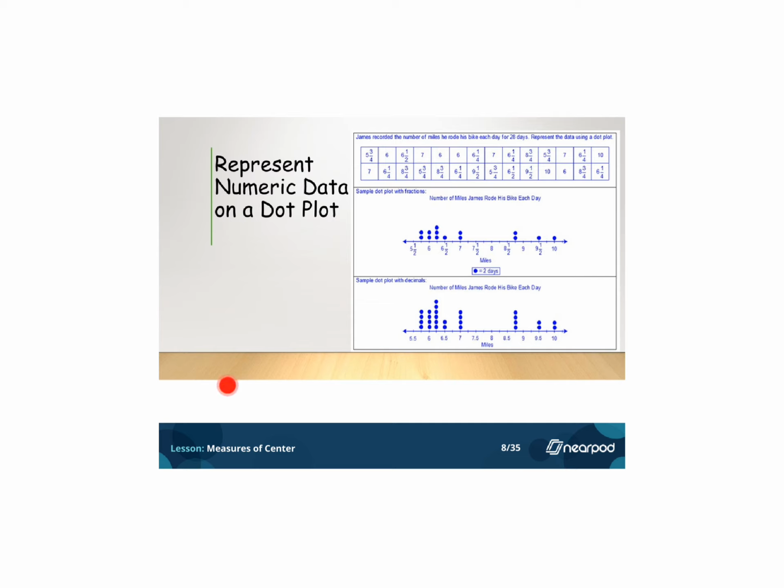If you look at the increments, we have 5 1/2. We skip to 6. So they have two spaces in between. We notice they're going by 1/4. So this is 5 1/2, 5 3/4, 6, 6 1/4, 6 1/2, 6 3/4, 7, 7 1/4, 7 1/2, 7 3/4, 8. So the increments, or what they're skip counting by, is 1/4. So each line represents 1/4.